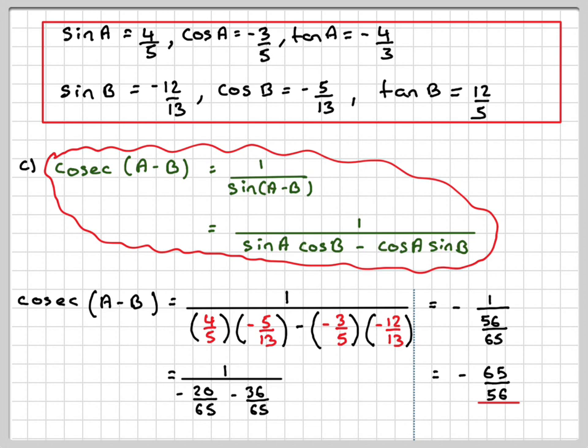Okay, so this has been a video to show you how to use the compound angles to find combinations of these, like cos(A + B), sine(A − B), and cosec(A − B), and so on. Tan(A + B) as well.